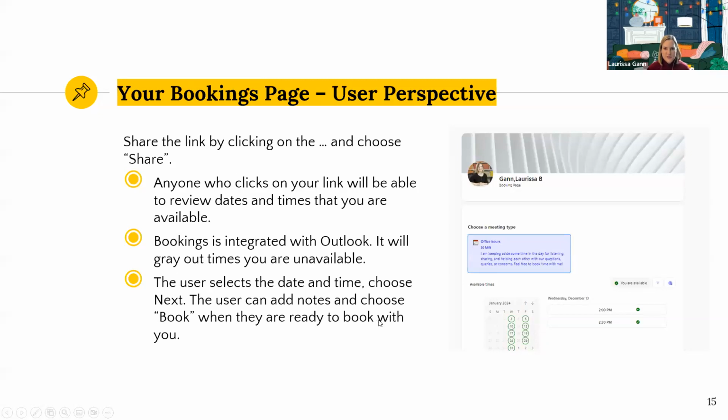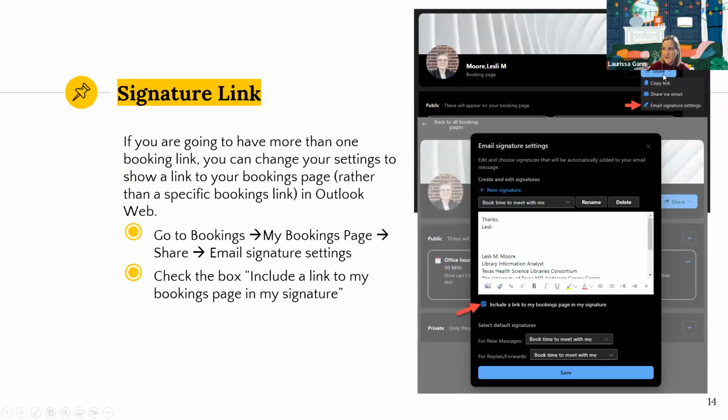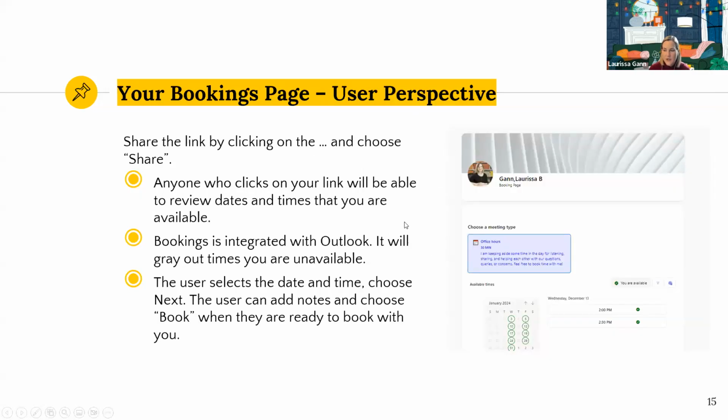So from the user perspective, you've got this bookings link in your signature now, and you've given this time frame. We'll say Monday, Wednesday, Friday from 2 to 4. You can share the link by clicking on the ... and choosing share. As we showed in the previous screen, there's a share option. I could copy the link and I could share via email. If it's already in your signature, they're going to see it.